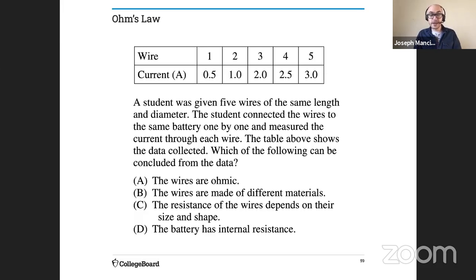The wires are made of different material. We know that for sure, because the only thing that could be changing in that resistance relationship is that rho term, that resistivity term. When it comes to circuits, material is a stand-in for a conversation about resistivity.